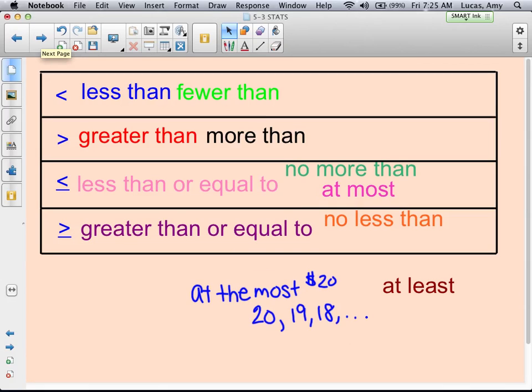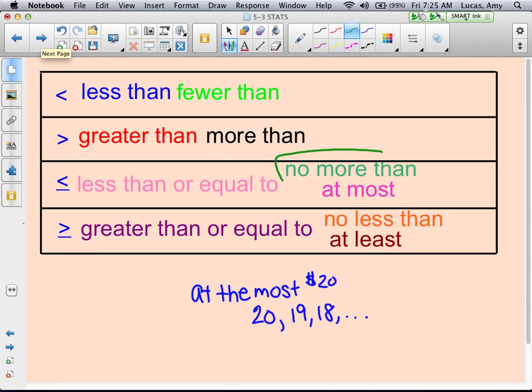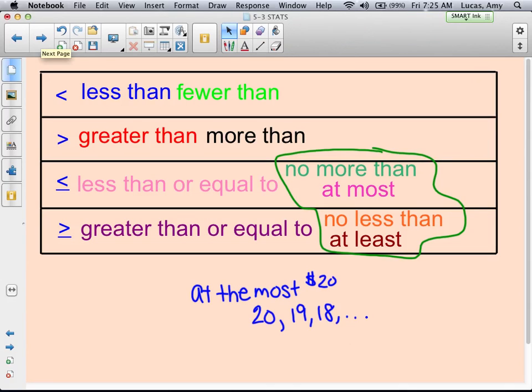So then that means that at least, if I have at the very least $20, then I've really got 20 or more. Okay, so those symbols that represent these 4 verbal expressions are the opposite of what you would expect. So when you see the word more or most over here, with no more than or at most, it actually means less than or equal to. And then no less than or at least actually mean greater than or equal to. Very tricky.